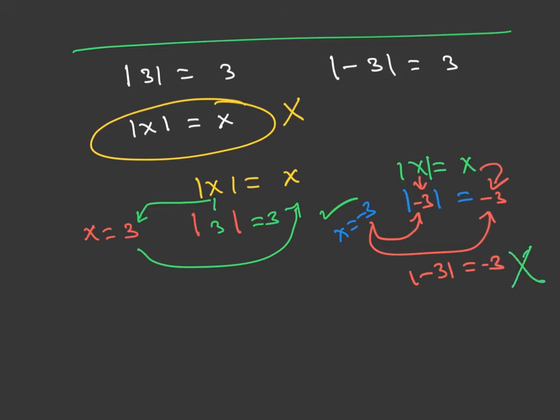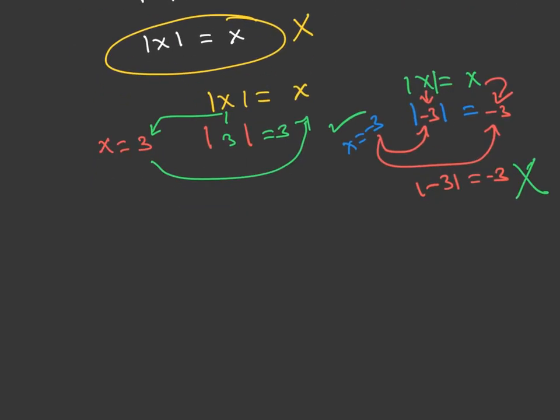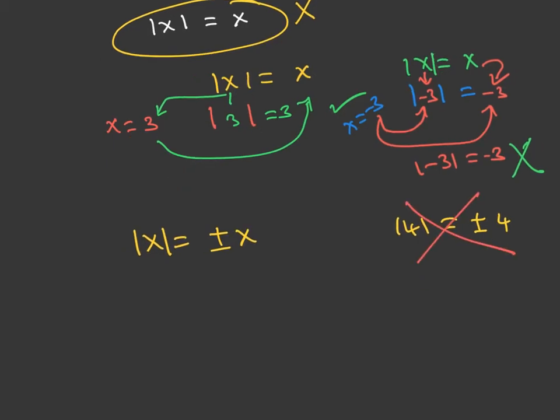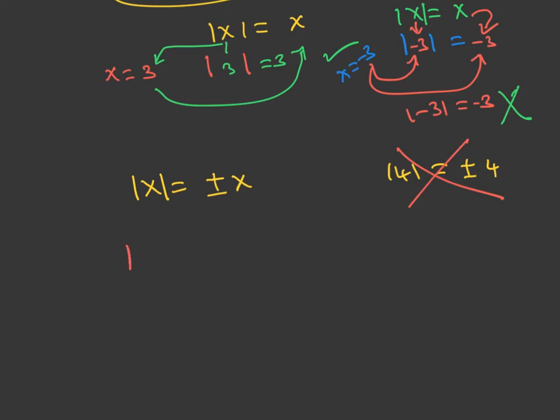So that means there is something wrong in our definition. Absolute of x is not just x. Absolute of x is plus or minus x. I'm not saying absolute of 4 is plus or minus 4. That's not what I'm saying. If you have a variable inside, you have to say plus or minus. Why is that?